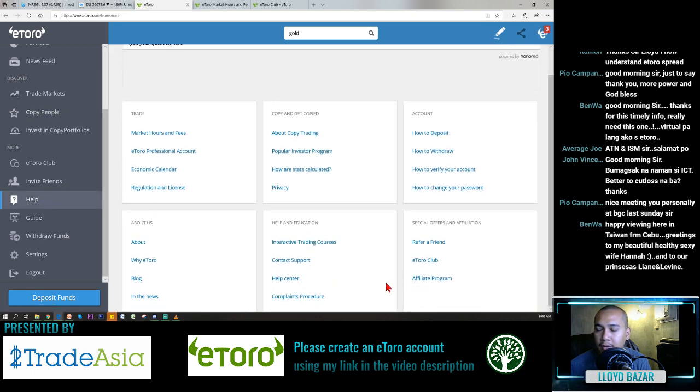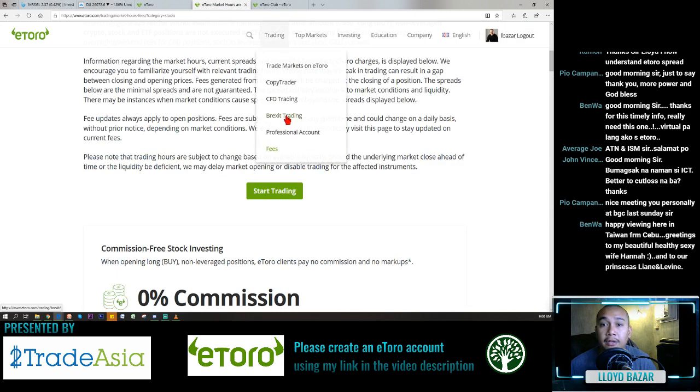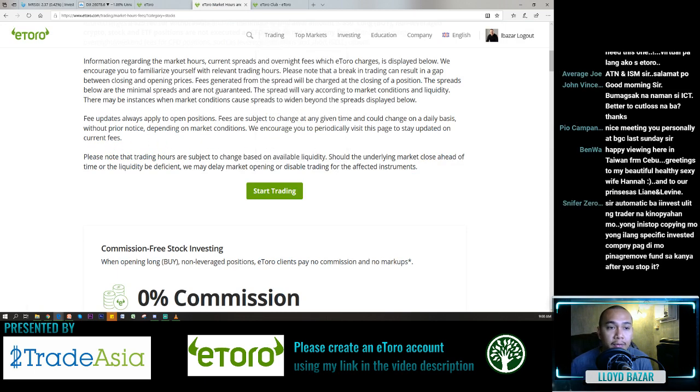Regulation. Forgot where. In the news blog, why eToro about. Bukas, sabihin ko po sa inyo, hindi ko na mahanap pero sayang yung oras eh. Sino nagre-regulate kay eToro? Okay, very good question.